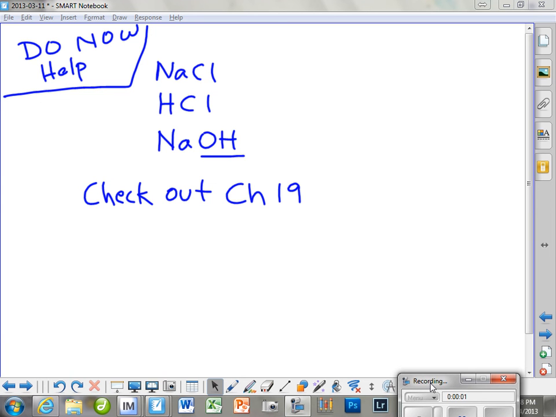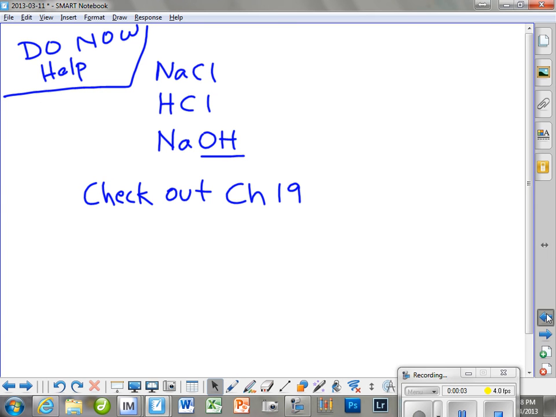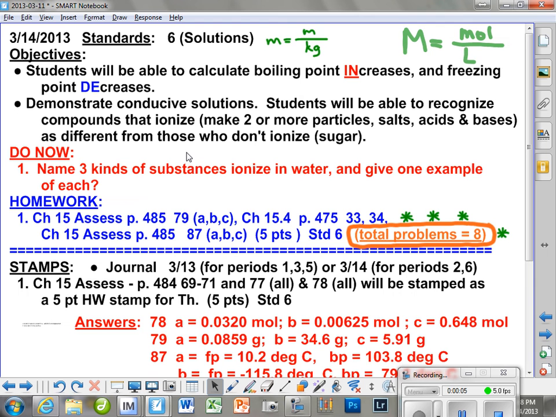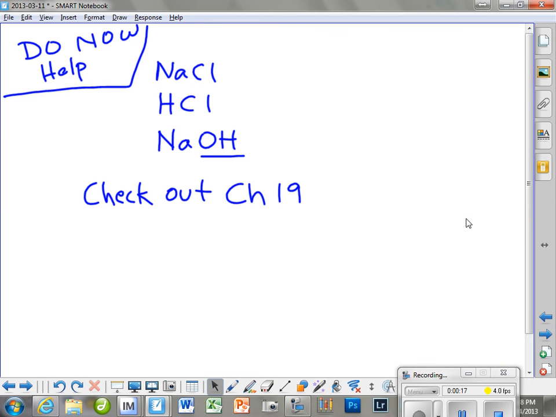Okay, this is the do now for today, and the do now was to get 3 kinds of substances that ionize in water. What are the kinds? And then to give one example of each. Before I set you loose on this, I showed you these 3 examples, and now we're going to go on from here.